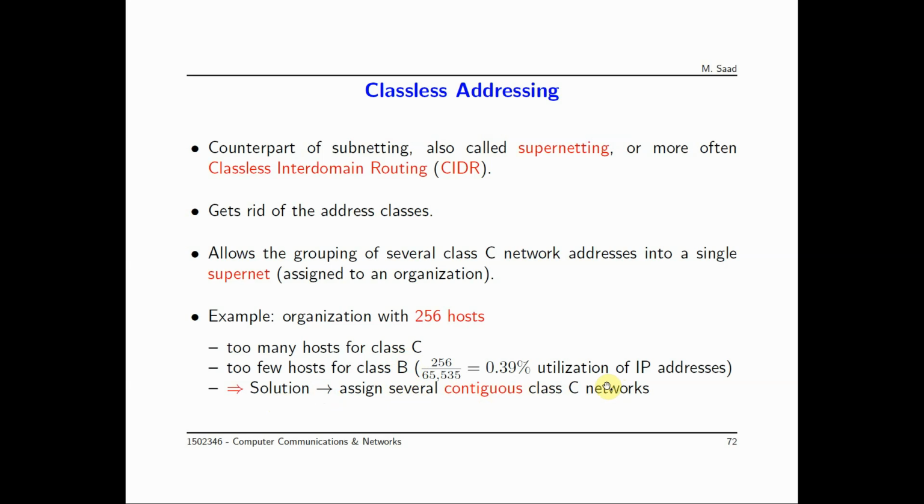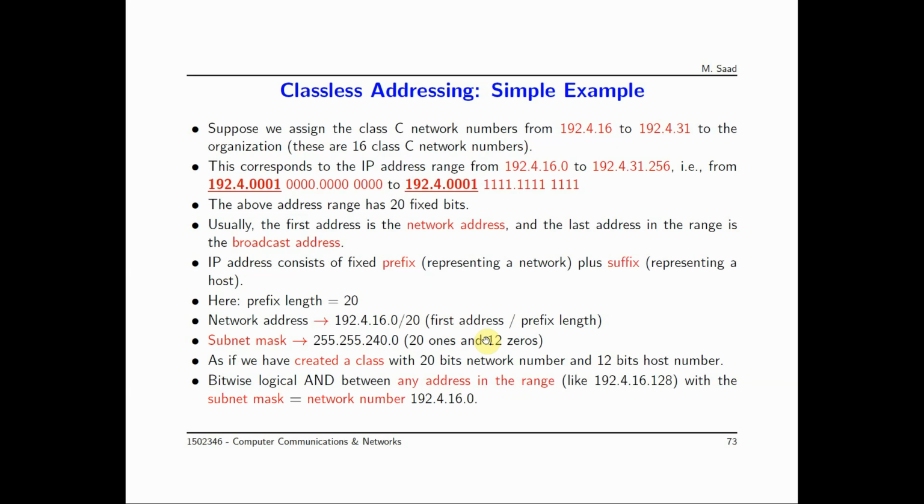Each Class C network ID will allow for 2 to the power of 8 addresses, 2 to the power of 8 hosts. Let me use several of those, which will give me a block of IP addresses. It will give me a block of IP addresses which is significantly smaller than 65,000, which will enhance the efficiency. It might still be a little bit unclear, so let's look at an example with numbers.